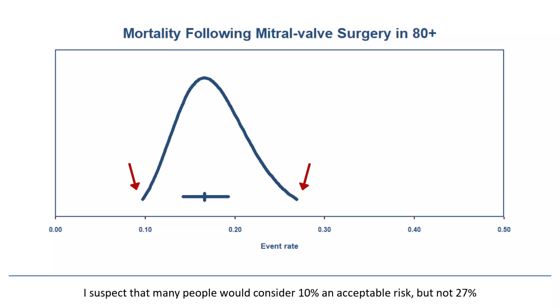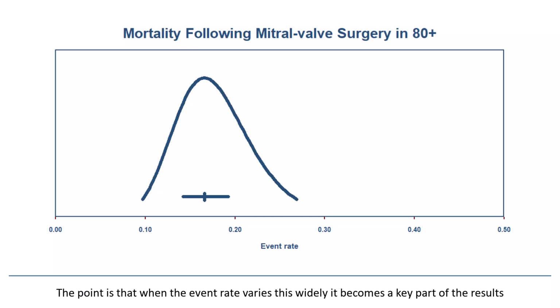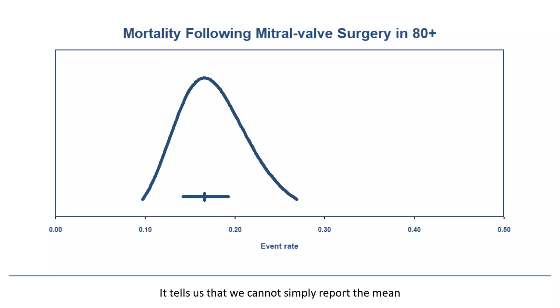I suspect that many people would consider 10% an acceptable risk, but not 27%. The point is that when the event rate varies this widely, it becomes a key part of the results. It tells us that we cannot simply report the mean. Rather, we need to discuss the dispersion in effects and hopefully identify factors that are associated with the event rate.